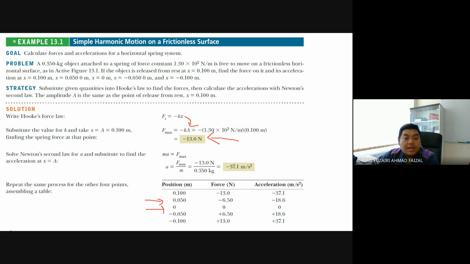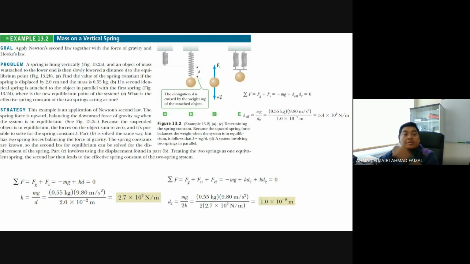That means when x equals positive 0.05, x equals 0, what will happen to the force and acceleration? Definitely it will be 0 for the force and also the acceleration, because F equals ma, right? And what will happen when the x is negative? Look at the values. All the values are exactly the mirror of the force at the positions where x is positive. So you can try on your own on this part. Let's go to the next example.